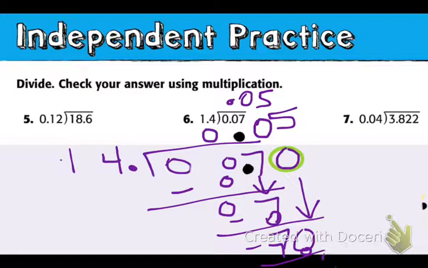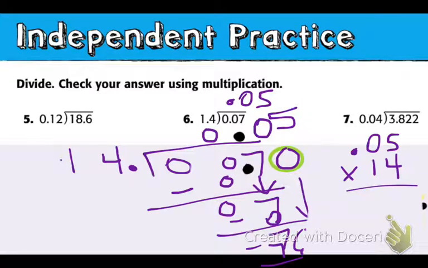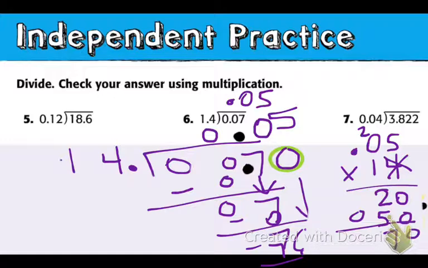Of course, I have to check my answer. I'm going to check my answer to see if it is 5/100. How do I check my answer? Well, I multiply. I can do 5/100 times 14 to see if I got the right answer. Well, I know 5 times 4 is 20. 4 times 0 is 0 plus the 2. Add my 0 and continue to multiply. 1 times 5 and 1 times 0. Let me go ahead and add it up. Well, I know that I have the right answer because I got 70.